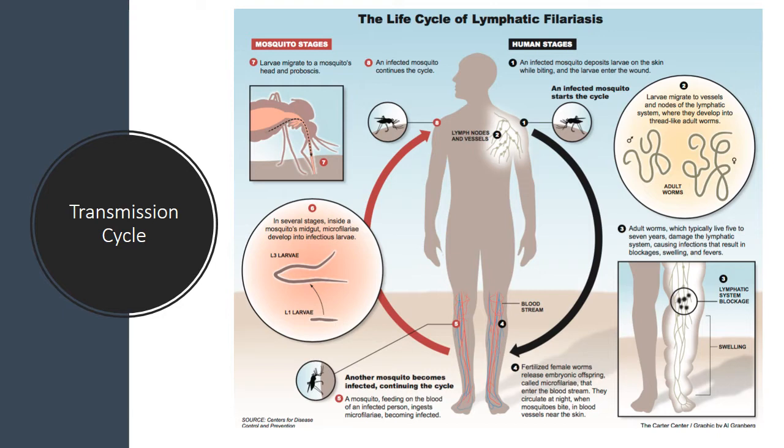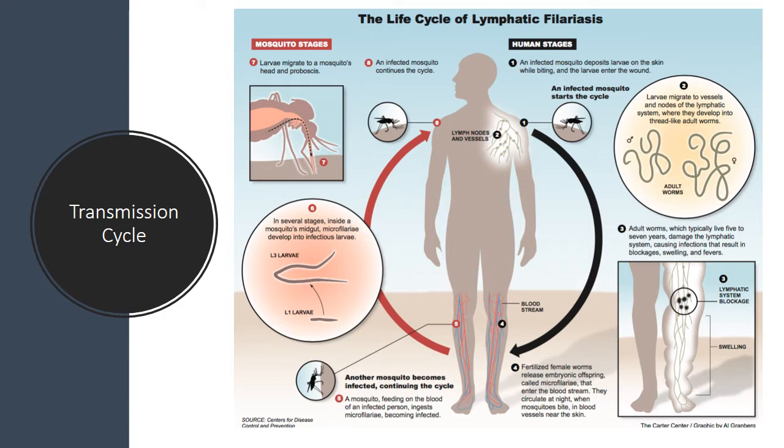So first we have the transmission cycle, and as you can see in this diagram, the disease spreads from person to person by mosquito bites. When a mosquito bites a person who has lymphatic filariasis, microscopic worms circulating in the person's blood enter and infect the mosquito. Once a mosquito is infected, it bites another person. The worms pass from the mosquito through the skin and travel to lymph vessels.